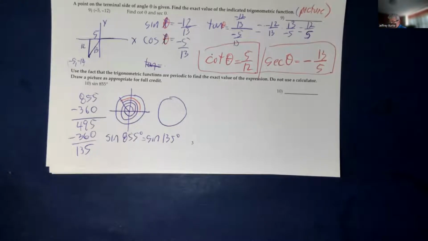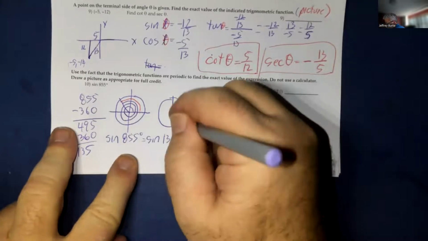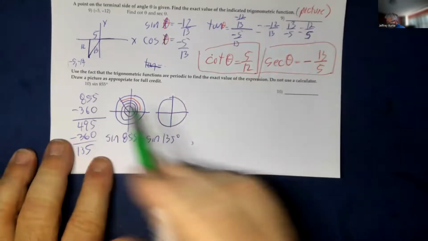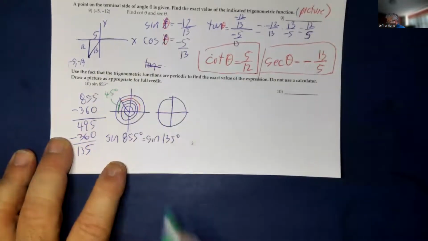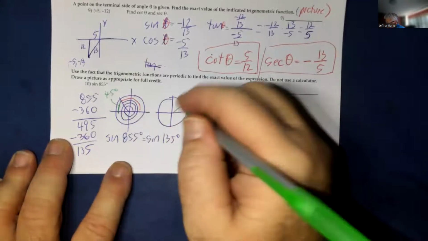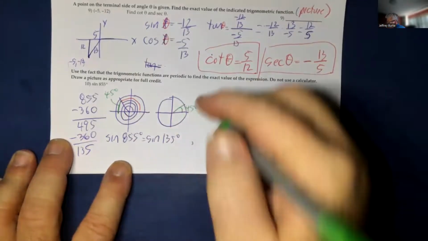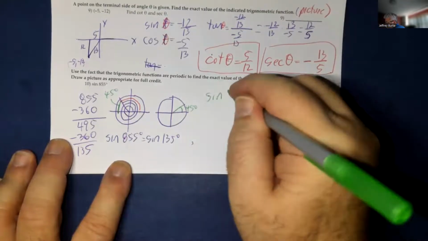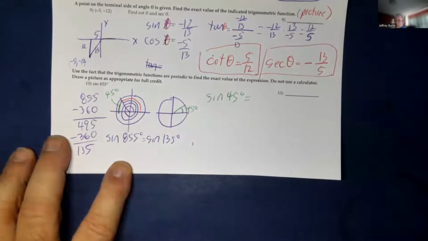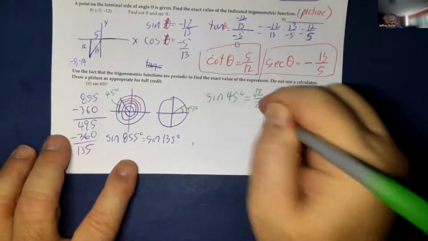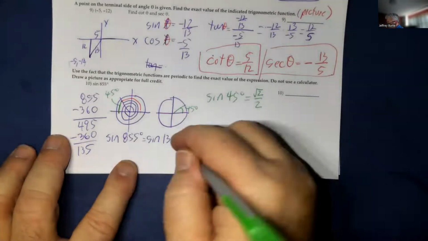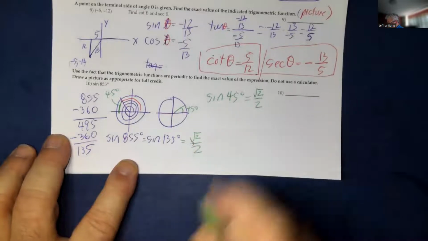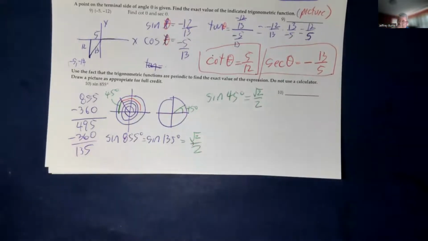However, we also need to consider how far this angle is away from the x-axis because we're going to need to come up with the reference angle in the first quadrant over here. So if this is 135 degrees, that means that the measure of this angle here is going to be 45 degrees. So when I bring that 45-degree angle over here, what I want to find is the sine of 45 degrees. And hopefully most people know that the sine of 45 is equal to radical 2 over 2. Because that means the sine of 135 is going to be equal to radical 2 over 2, and the sine of 855 is also going to equal radical 2 over 2.